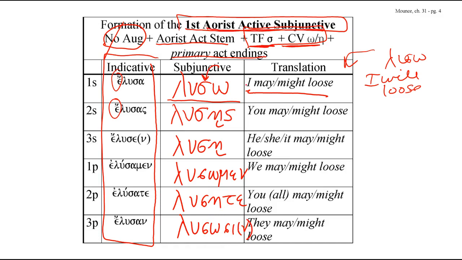So let's say this paradigm together. Ready? 1, 2, 3. Luso, lusace, lusae. Lusamen, lusete, lusosi. And that's the first aorist active subjunctive.